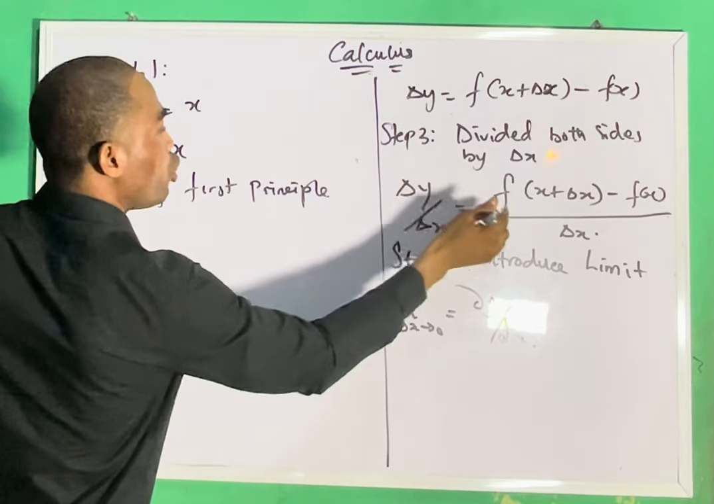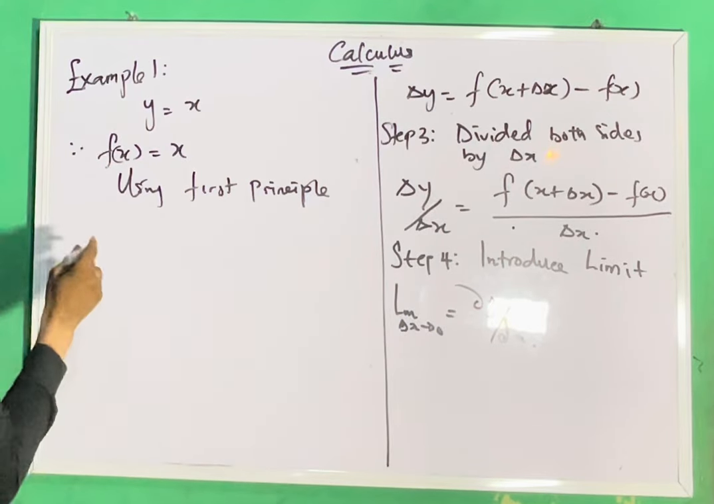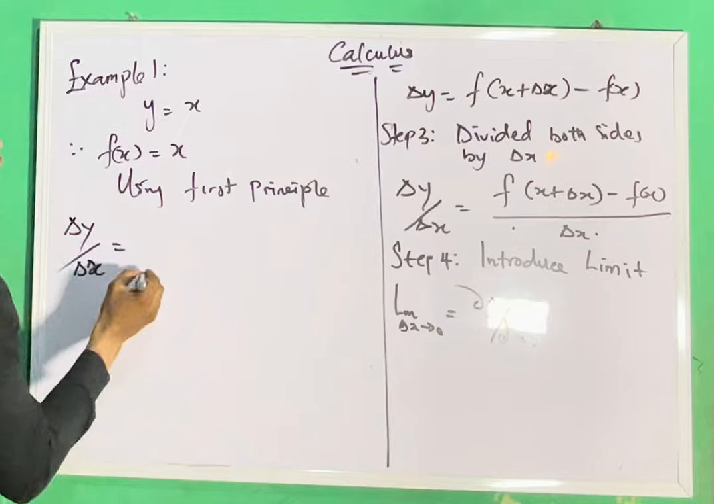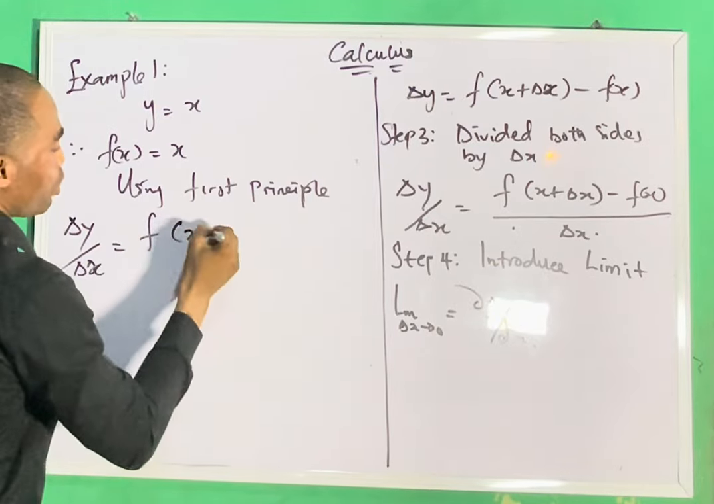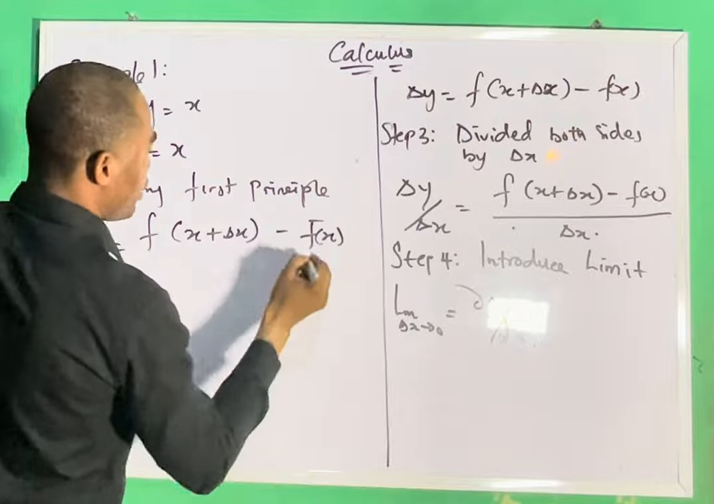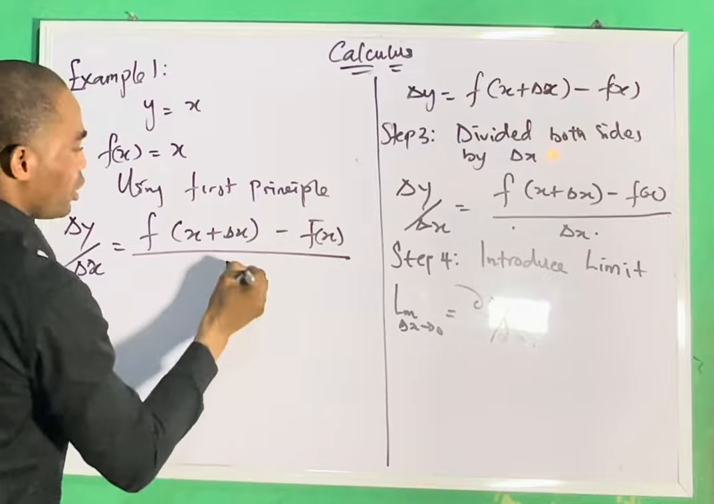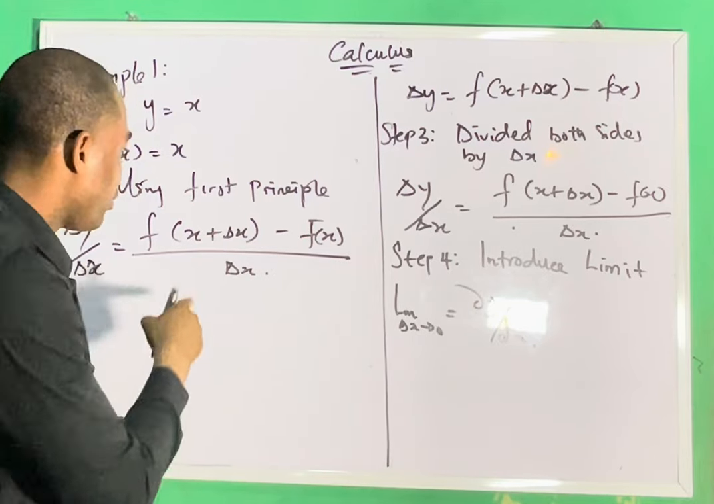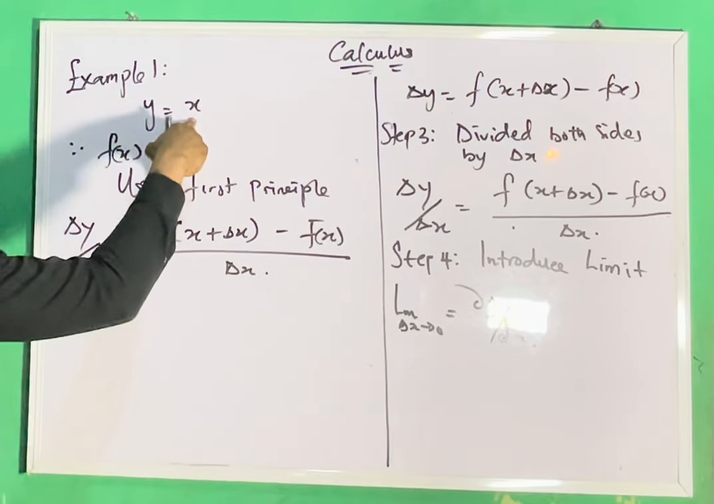So this function you get here is what you bring down to this place, which is what? Changing y over changing x will now be equal to what? f of x plus changing x, then minus f of x, all over changing x. Are you with me? You will apply this principle because this is the question you want to solve.